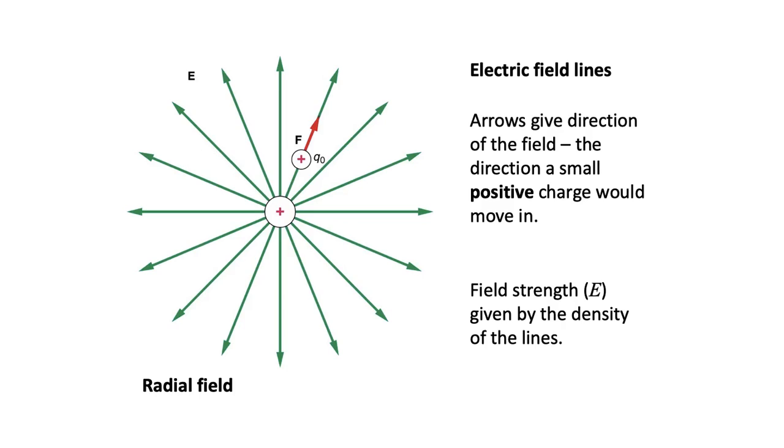Now, again, a bit of a preview for later. We're going to be looking at the strength of an electrical field, in other words, how much force it exerts on a charge. And there's a connection here in that the strength of an electrical field is given by the density of the lines. So you can see that the lines are closer together nearer to the central object, and further apart further away. So that makes sense.